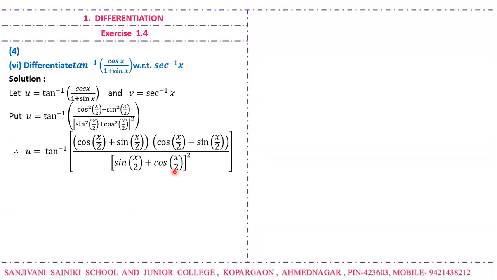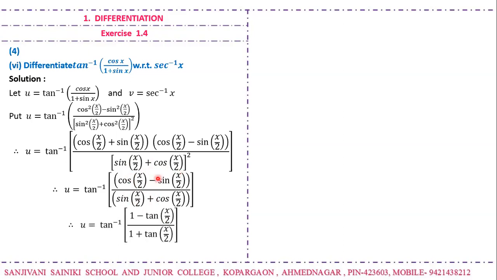So the denominator becomes sin x by 2 plus cos x by 2, bracket square. So u is equal to this, and here there are 2 factors of sin x by 2 plus cos x by 2. So one will cancel. What we get is cos x by 2 minus sin x by 2 upon sin x by 2 plus cos x by 2. Now we will divide numerator and denominator by cos x by 2, and we will obtain 1 minus tan x by 2 upon 1 plus tan x by 2. We can write it as tan of pi by 4 minus x by 2.